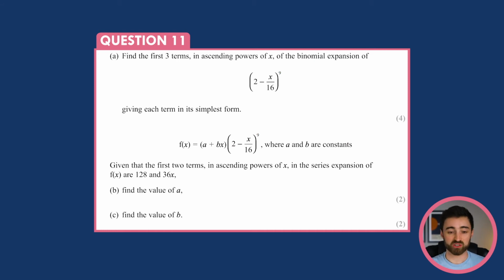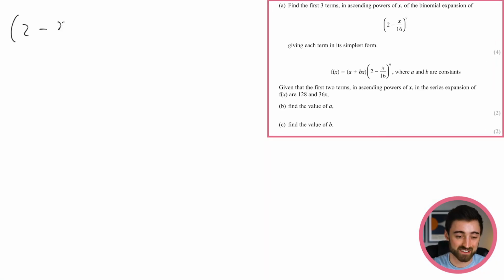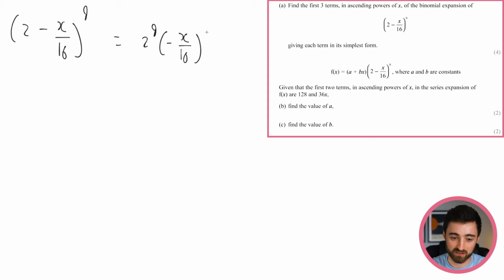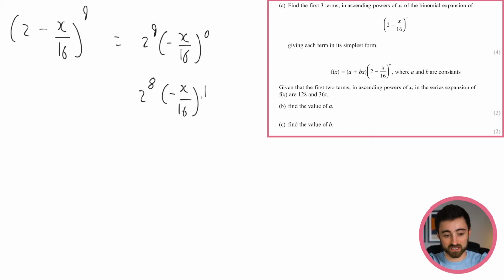Okay, so it's not going to be much kicking off. Essentially, as I said before, the first term starts at the highest power and the second at the bottom, and they kind of just go like this. So the first term is going to correspond to 2 to the power of 9 and then minus x over 16 to the power of 0. The next term is going to be 2 to the power of 8 and then minus x over 16 to the 1. So these powers are always adding up to 9. The next term would be 2 to the power of 7 minus x over 16 squared. And then there'd be a load of others, but luckily we only need the first 3.